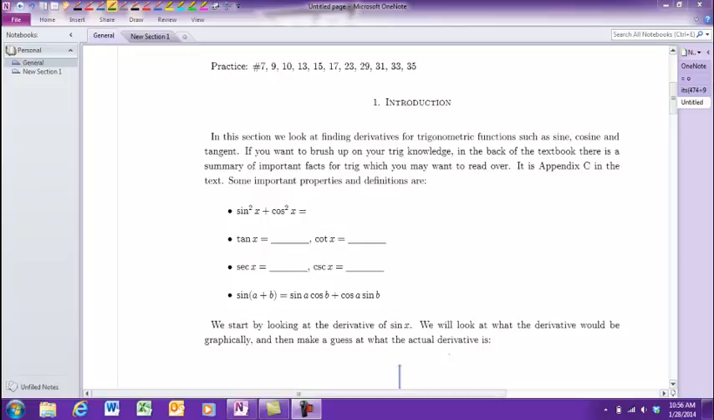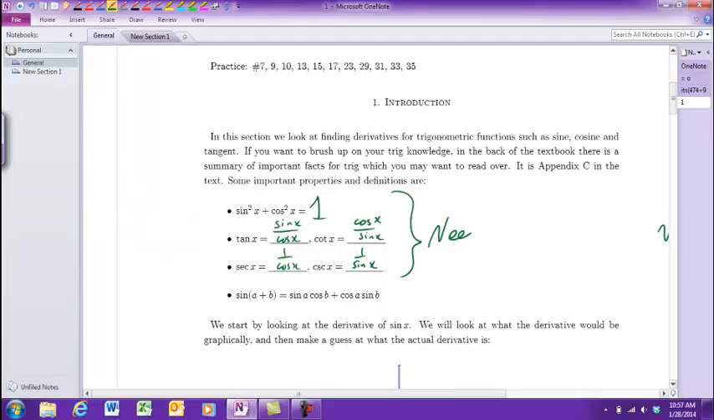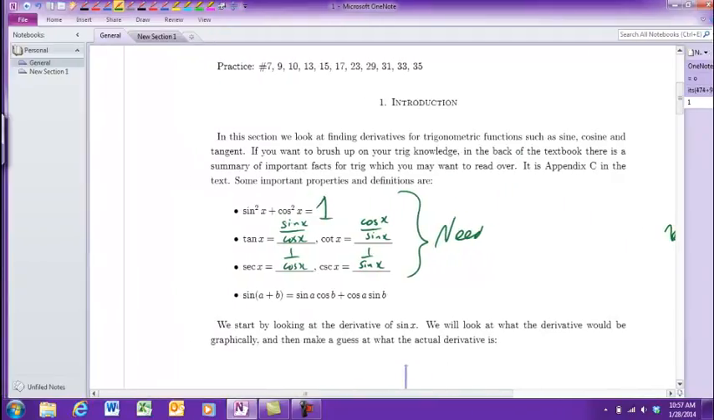Some important properties and definitions you need to know are that sine squared x plus cosine squared of x is equal to 1. Tangent x is defined to be sine of x divided by cosine x. Cotangent x is cosine x over sine x. Secant is 1 over cosine x, and cosecant is 1 over sine x. Those 5 things are probably the most important properties. We're going to see them a whole lot, so you need to have those memorized.